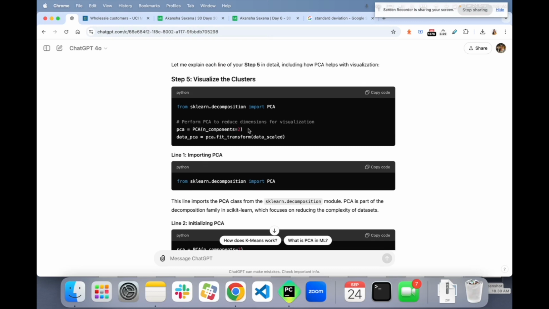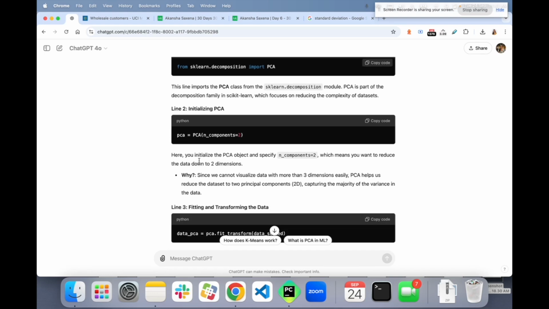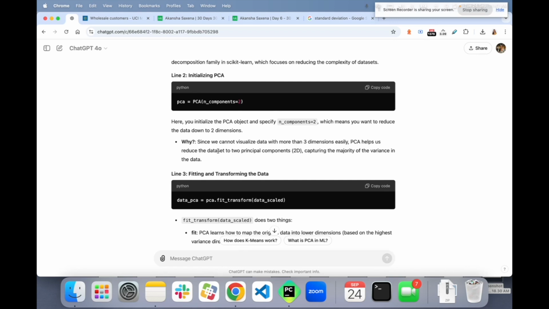Let's understand the code. Here we specify in how many dimensions we have to reduce the data for visualization. So we are saying into 2 dimensions. Now we fit the data into the PCA that we had configured, so the scaled data is going to be fit on the PCA. Here you can see what it is saying: the PCA object specifies n_components, which means you want to reduce the data into 2 dimensions. Why? Since we cannot visualize data with more than 3 dimensions easily, PCA helps us reduce the data set to two principal components, capturing the majority of the variance in the data.